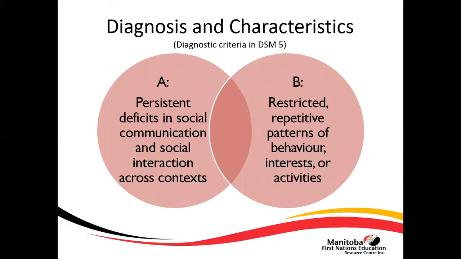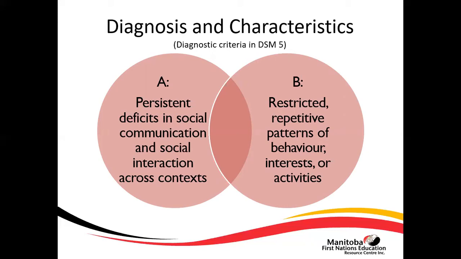So this is the criteria of ASD that's outlined in the fifth edition of the Diagnostic and Statistical Manual of Mental Disorders. This is the criteria that doctors and psychologists and psychiatrists use when evaluating individuals for ASD.